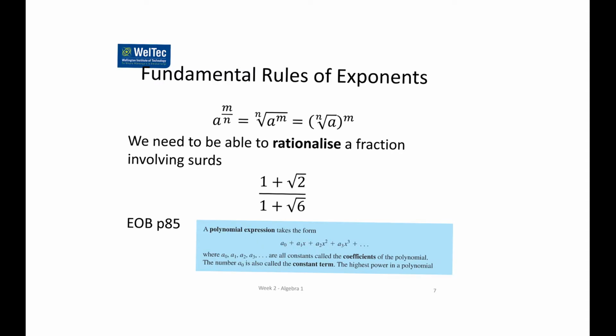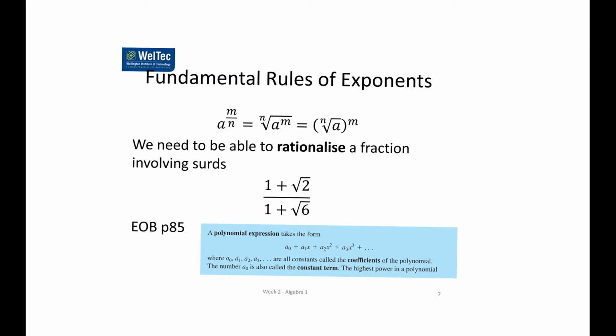More rules of powers, this time for fractions. Sometimes you need to simplify something like 1 plus root 2 over 1 plus root 6, and to do that you would multiply by 1 minus root 6 over 1 minus root 6, and you just use FOIL, and what you do is you end up with a number on the bottom line.